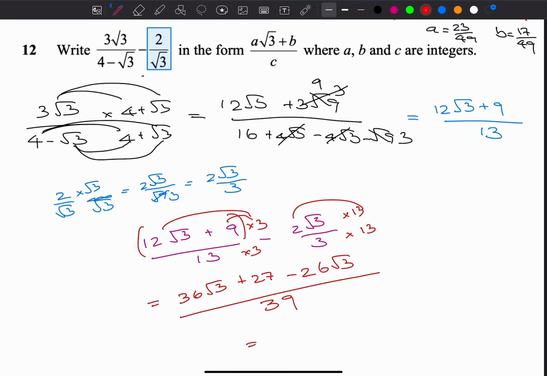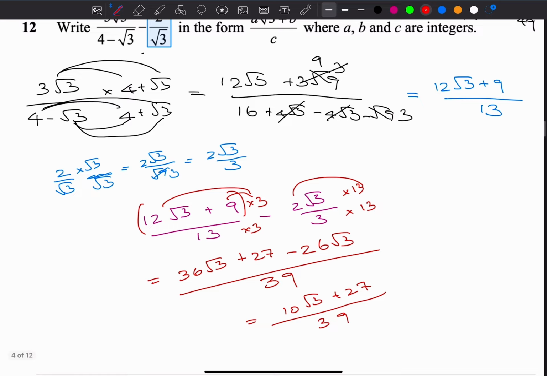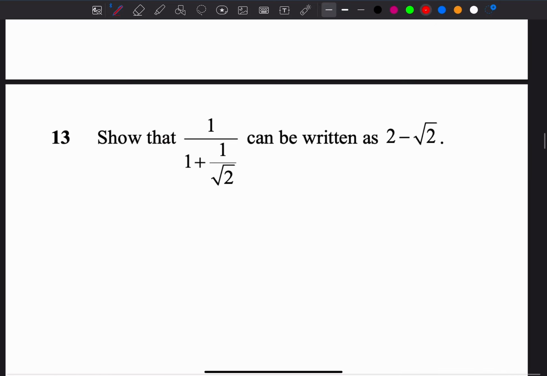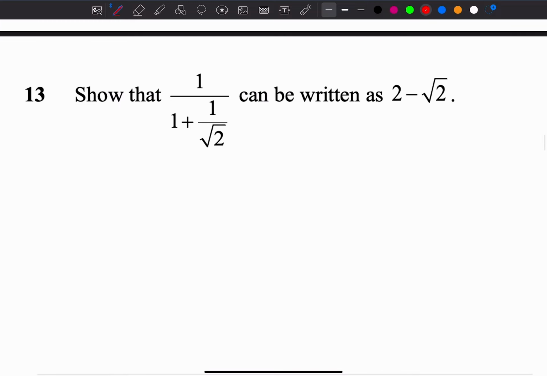In here, 36 root 3 take away 26 root 3, which we can take away, isn't it? Because root 3 is taken away easily. 10 root 3 plus 27 over 39. Can they be divided by anything? No. The 10, 27, 39, they can't be divided by anything.